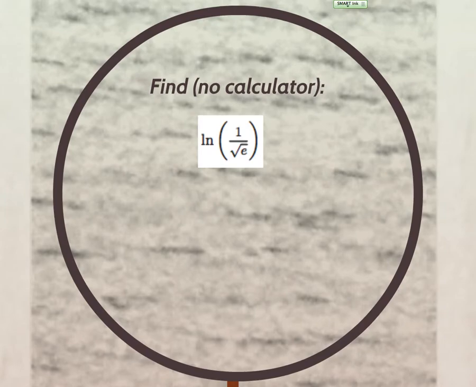So in this case, I have ln of 1 over the square root of e. It's not set up for me to do the canceling. I've got to do some work here. I'm going to have to play around with what's in that parenthesis until it says e to some power. The good thing is that we already learned how to do that last chapter.